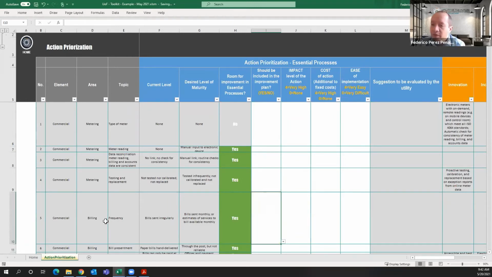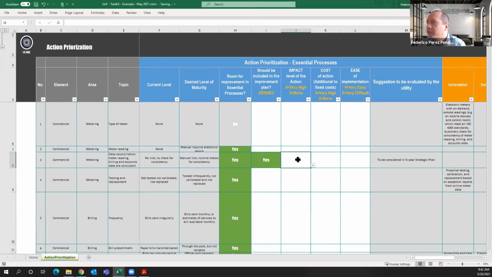You have to select here, if in the billing process, for example, you said, okay, there is room for improvement here, whether it should be included in your utility as a specific action or group of actions for any of these topics. Let's say here that yes, you're going to work on something related to data collection and the reading process.